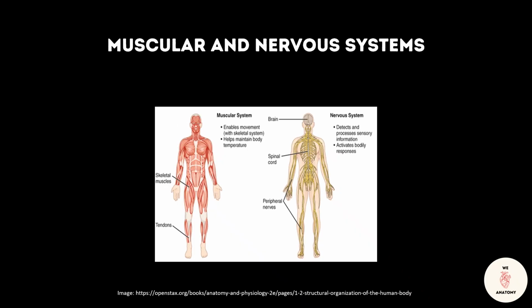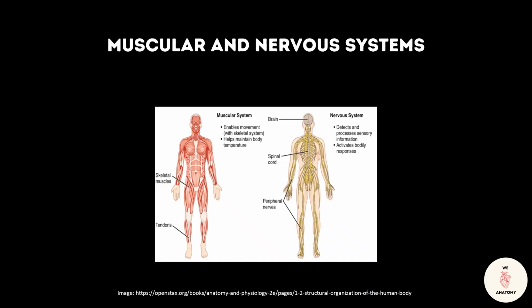The muscular system on the left is composed of skeletal muscles and tendons. Skeletal muscles are specialized for contraction, and they pull on the bones of the skeletal system to enable movement of our bodies. Muscles also play a key role in thermal regulation.